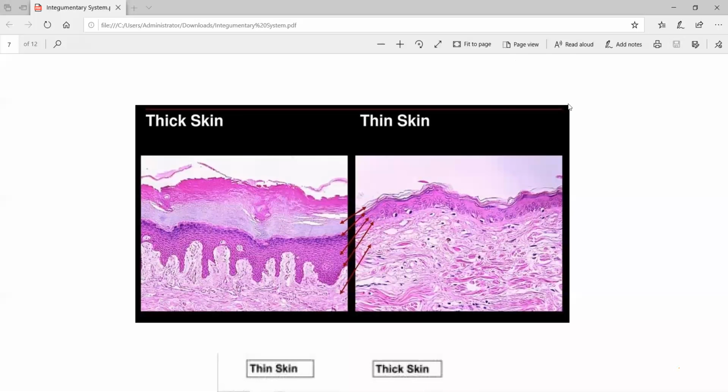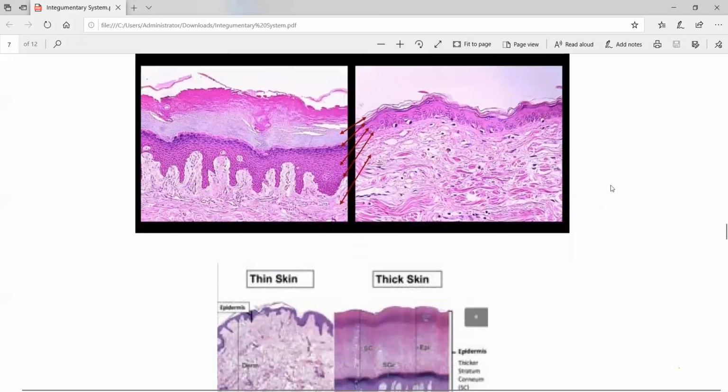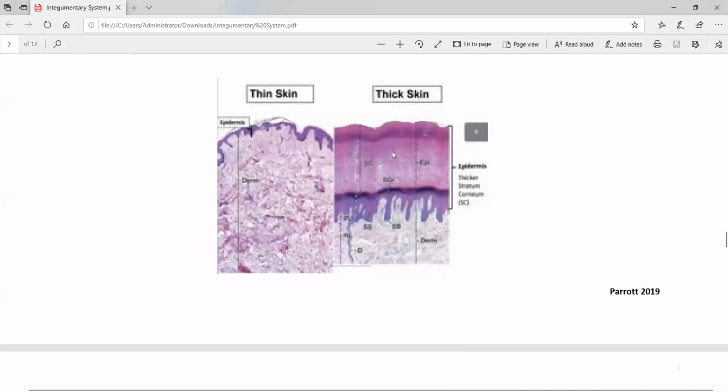Okay. Let's go down to our next image. It's just another practice for you. Again, your stratum corneum is very, very thin here in the thin skin and very thick in the thick skin. So again, if I ask you what type of skin this is on a practical, what I'm looking for is, can you tell me whether it's thick skin or thin skin?